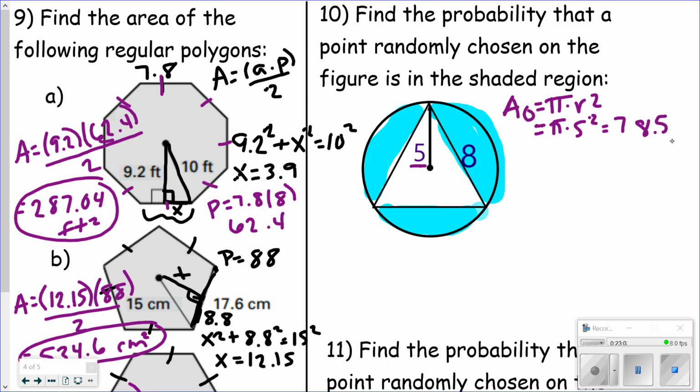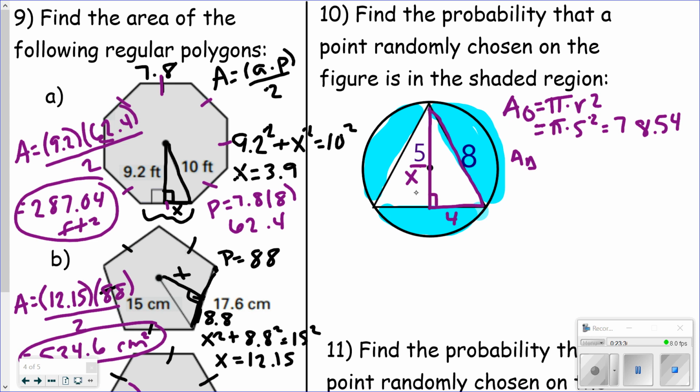Next, I need to figure out what is the area of my triangle. Now, we don't know the height of our triangle. What we do know is that this part is 5, but I need to figure out what my entire height is. Well, we have an equilateral triangle. So this here is 8, half of 8 is 4. So I need to figure out what this entire length here, x, is, and to do so I need to use the Pythagorean theorem.